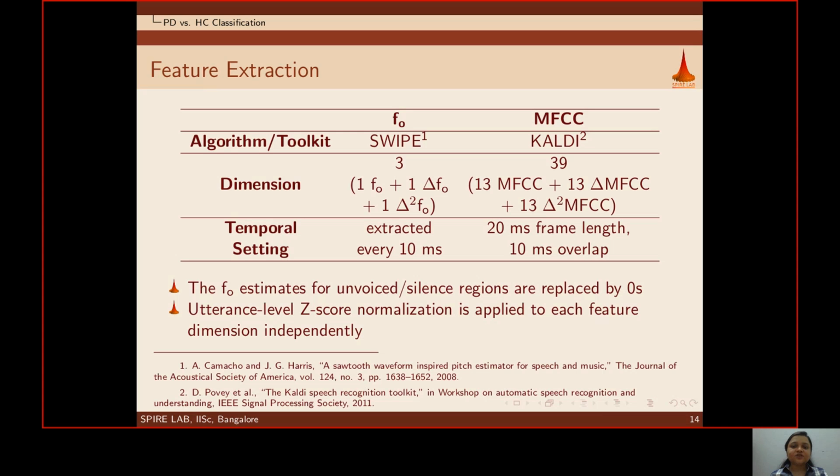For this feature, the feature vector dimension is 39, including 13-dimensional MFCC and the first and second order differences. Both features are computed at the same frame rate of 100 Hz. We perform utterance level Z-score normalization along each feature dimension independently for both F0 and MFCC.